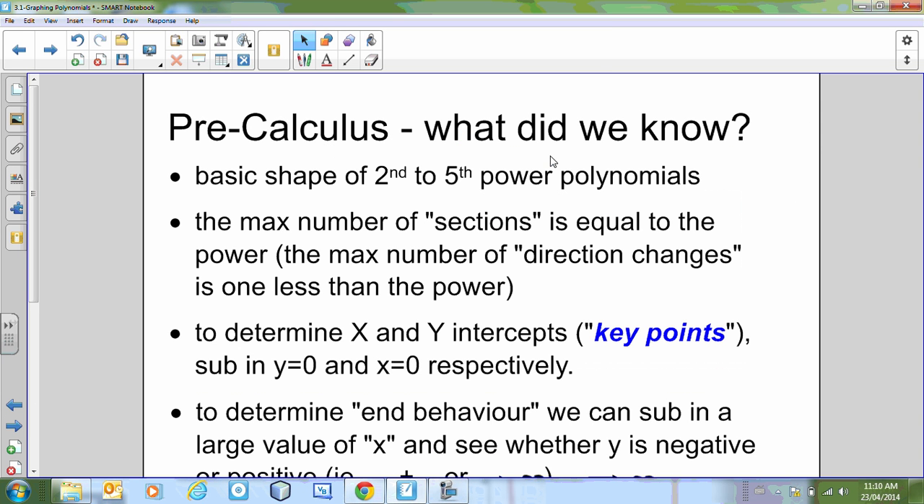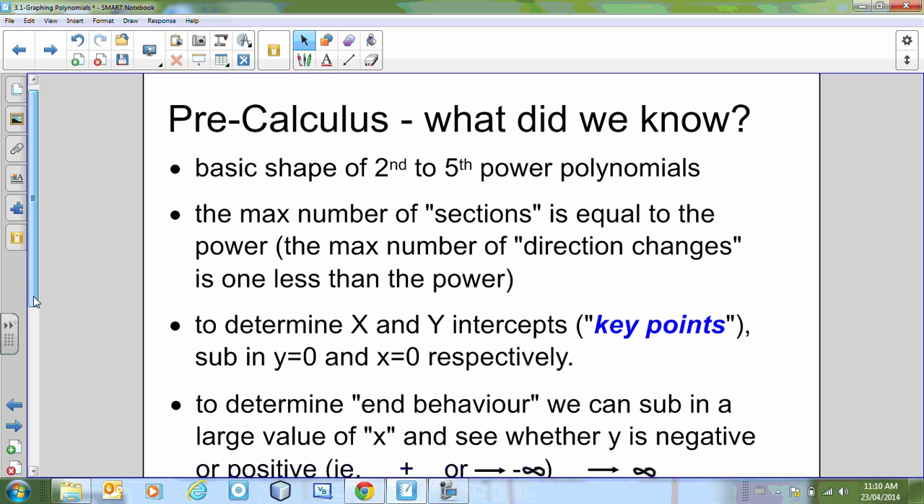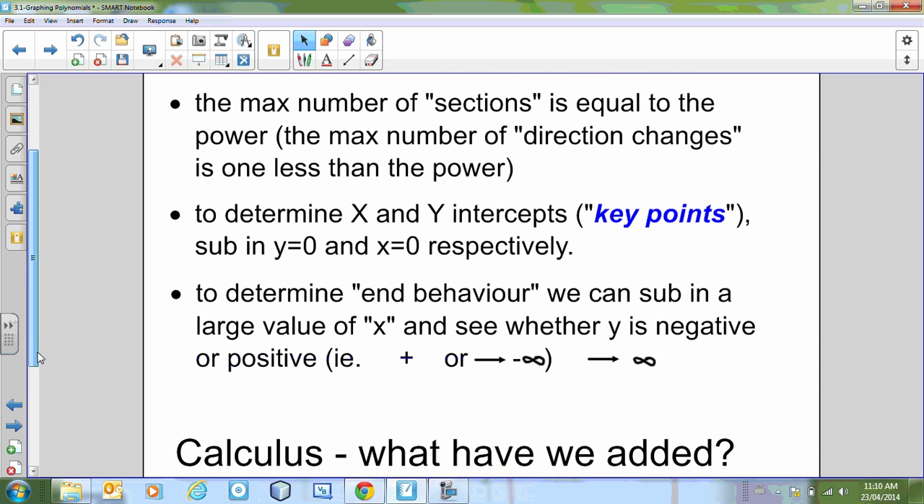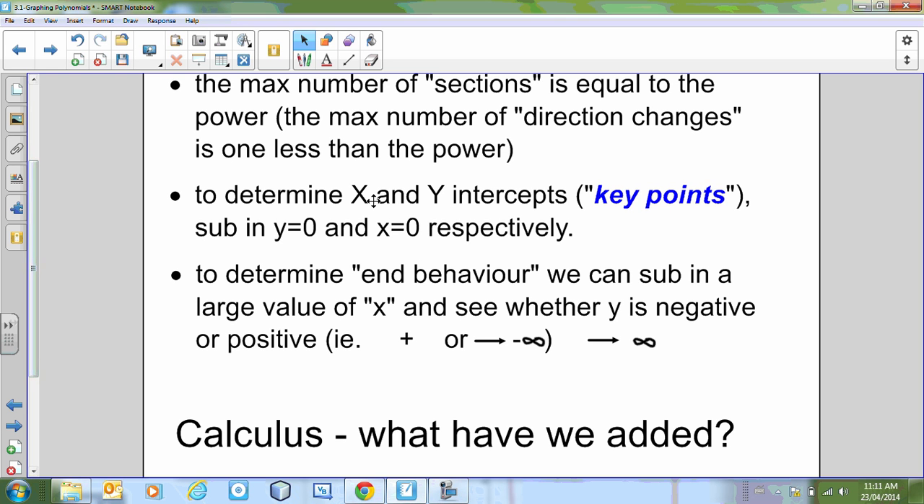So pre-calculus, what did we know? We knew the basic shapes, we just saw them. The maximum number of sections or changes in direction, we just sort of mentioned as well. The number of sections is equal to the power. The number of changes in direction is 1 less than the power. To determine the x and y intercepts, what we'll call key points for now, we sub y equals 0 and x equals 0 in. So sort of get those nice points for graphing purposes.